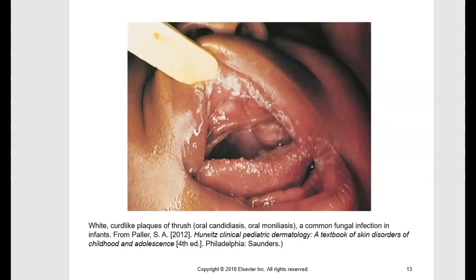The next condition we're going to talk about is candidiasis, specifically oral candidiasis, also known as thrush. It's a superficial fungal infection of the oral mucous membranes that is common in infants. It is caused by overgrowth of the fungus Candida albicans. The infant can contract it when passing through an infected vagina at birth.